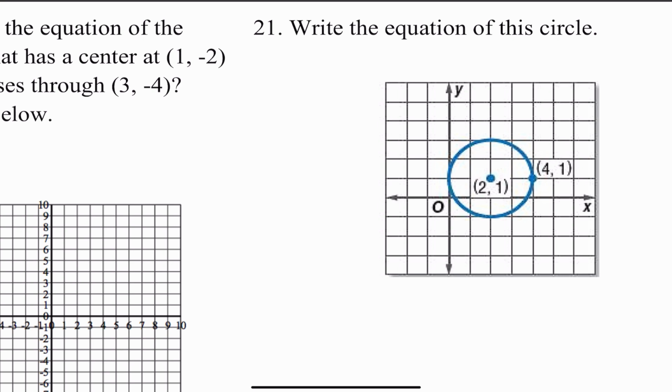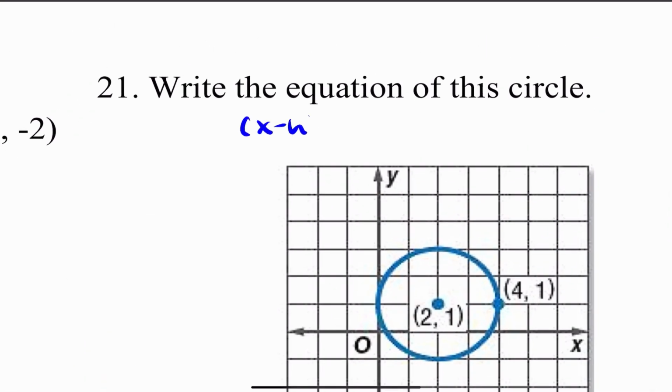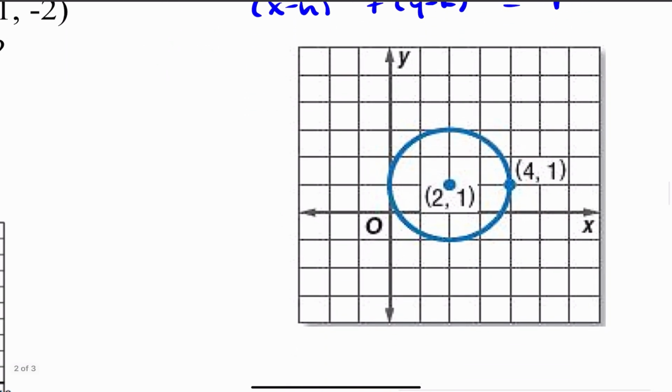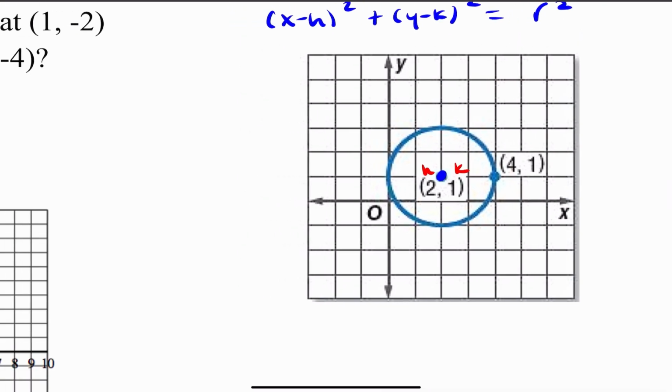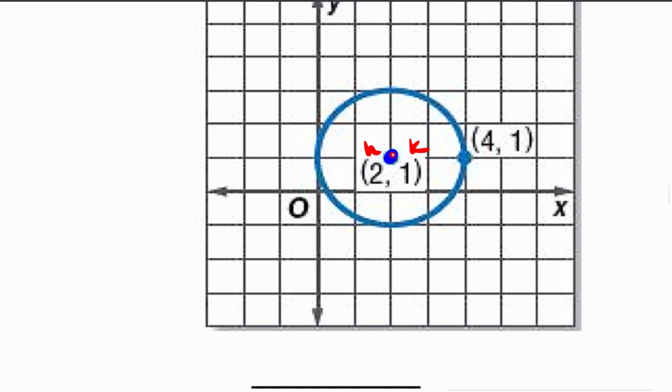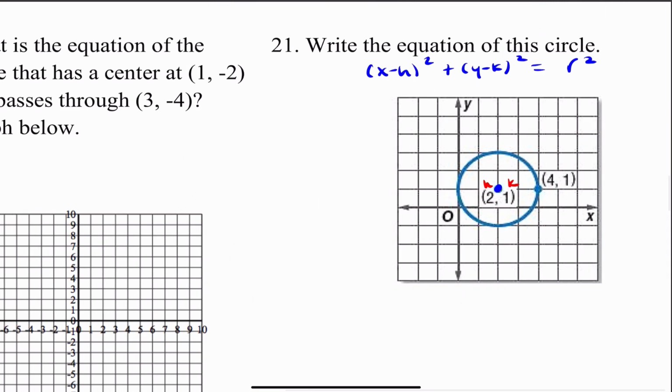So again, the equation of the circle is x minus h, the quantity squared, plus y minus k, the quantity squared, equals r squared. Let's identify the center point, which is (2, 1). So this is h, this is k, and then our radius, we're just going to go from the center to the circle. It's 2 units long, or you can just take the difference between these two x values to be exact. Okay, so the radius is indeed 2.